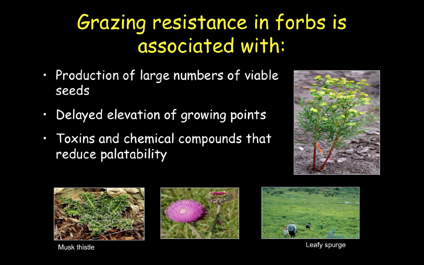And forbs have also developed toxins and chemical compounds that can reduce the palatability of the plant. So leafy spurge, as well as milk thistle, both have toxins associated with them. So you just can't allow animals to eat them in a large quantity. So if you have a pasture or a field that has a lot of a chemical or a toxic plant, you need to really graze that pretty carefully.